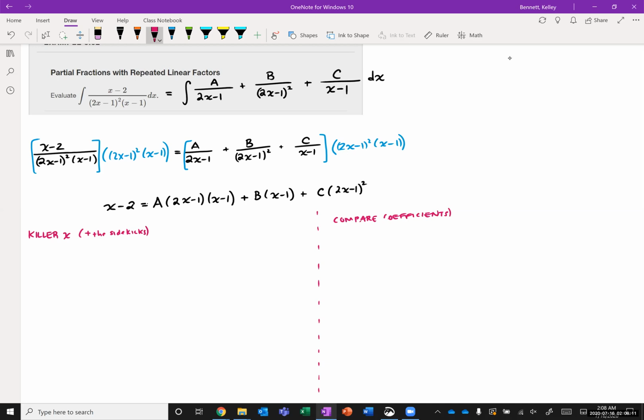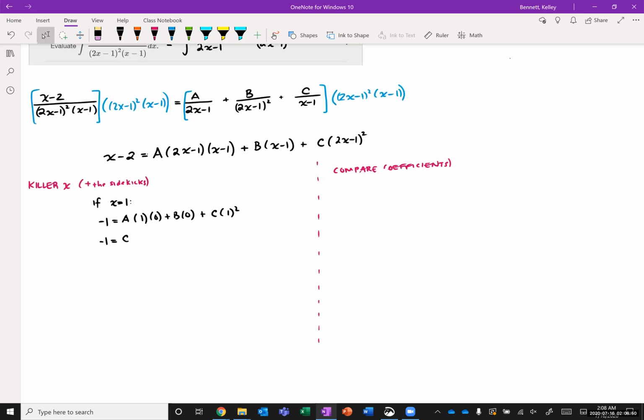I'll just take it from the top. So the killer x for us is going to be 1. So if x equals 1, we're going to get 1 minus 2, which is negative 1. Then a, 2 minus 1 is 1. 1 minus 1 is 0. Plus b by 0 plus c times 1 squared. So we know that negative 1 equals c, which is pretty convenient.